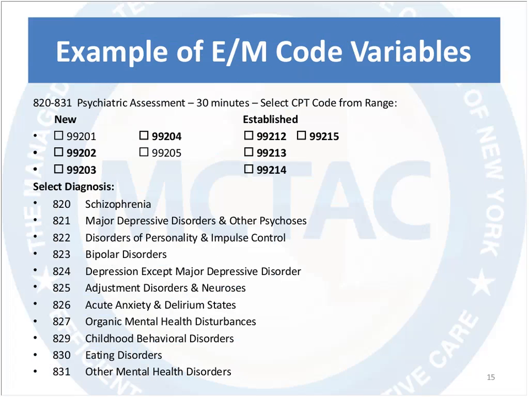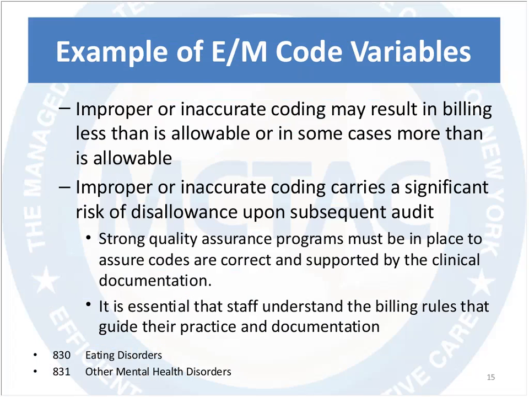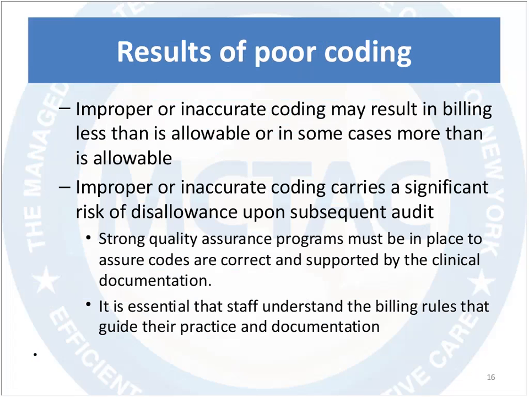We already took a look at the example and the level of complexity and the different variables that need to be selected. So we talked a little bit about this. Really, what's the result of poor coding? Well, we certainly see that improper, inaccurate coding may result in billing less than allowable, or in some cases more than is allowable. You have a risk of disallowance when you bill for more than is allowable, and you have a risk of insufficient revenues when you bill for less than is allowable.